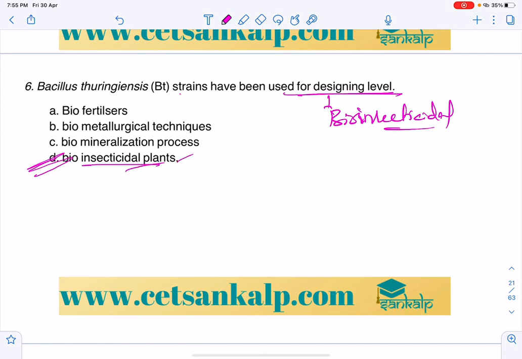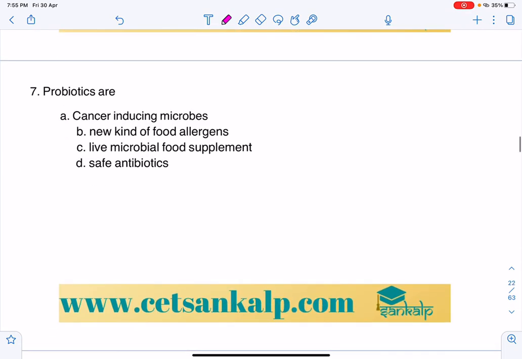That is correct. Next, probiotics are. So probiotics are generally cancer-inducing microbes. No, it is wrong. New kind of food allergens. No, live microbial food supplement. No, that is they which will be used as what is it? Safe antibiotics.